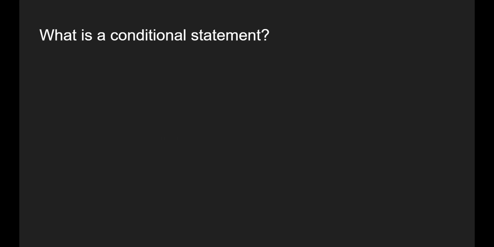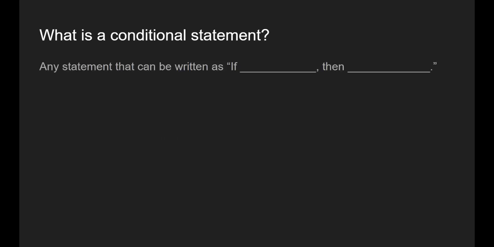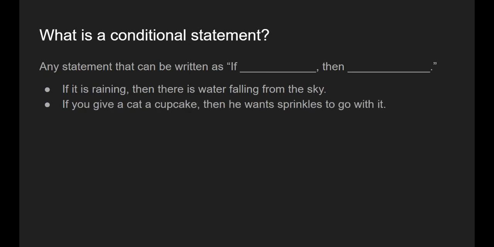What is a conditional statement? Any statement that can be written as if something, then something is a conditional statement. If it is raining, then there is water falling from the sky, would be one example. Another example, if you give a cat a cupcake, then he wants sprinkles to go with it. And another example, if it is Monday, then it is October.